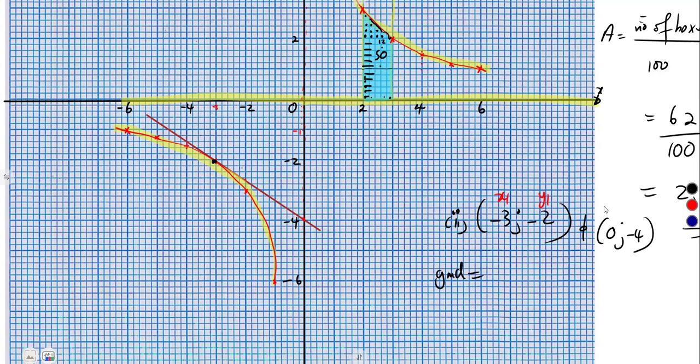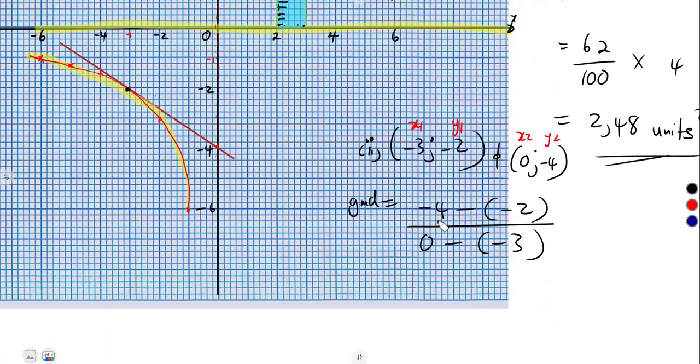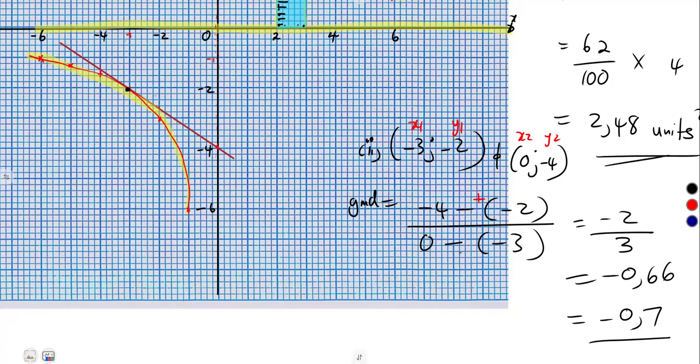So x1, y1, x2, y2. So that's y2 minus y1, minus 4 minus 2, over x2, 0 minus what? Minus 3, 0 minus minus 3. So simplify this. It's going to give us minus 4 plus 2, which is minus 2, over what? You add, this is going to be 3. So that's minus 0.666, which is minus 0.7, right?